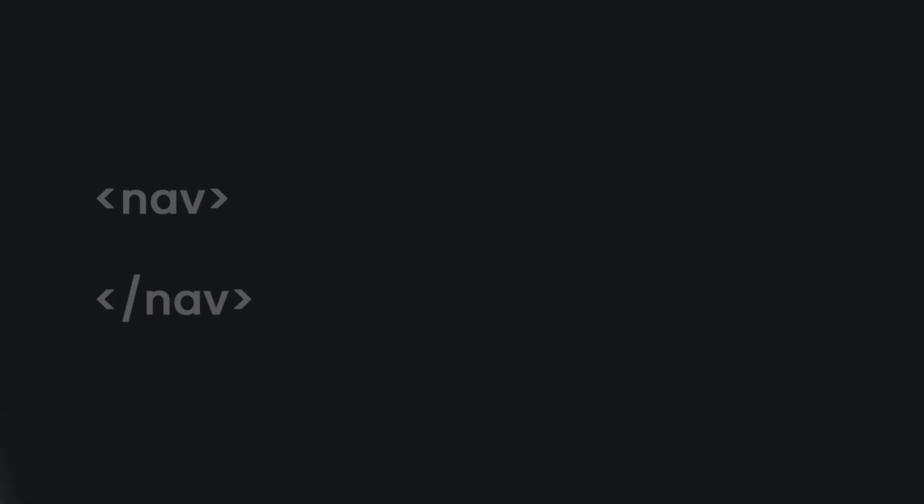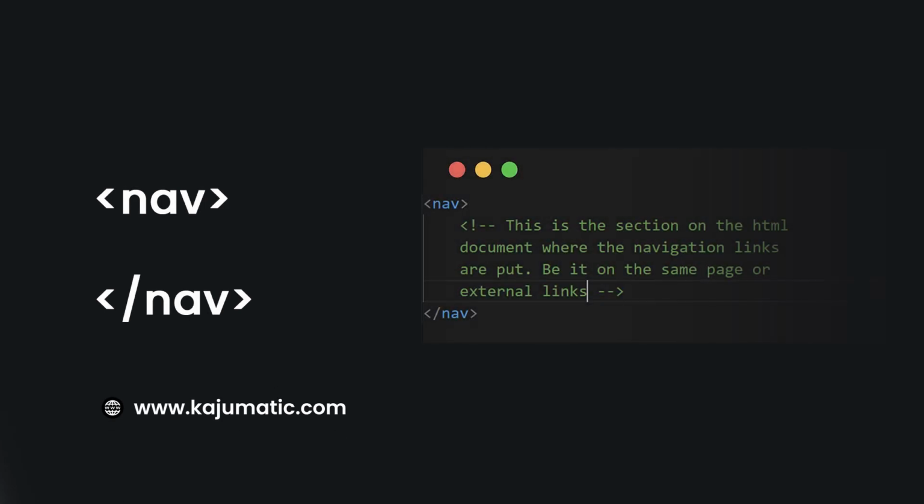And what do we need to come up with a navigation menu? First thing, we use an HTML5 tag that is called the nav. And this is a section on an HTML document where we put all our navigation links. These links may be linking to external pages, external resources, or even some sections on the same website page.